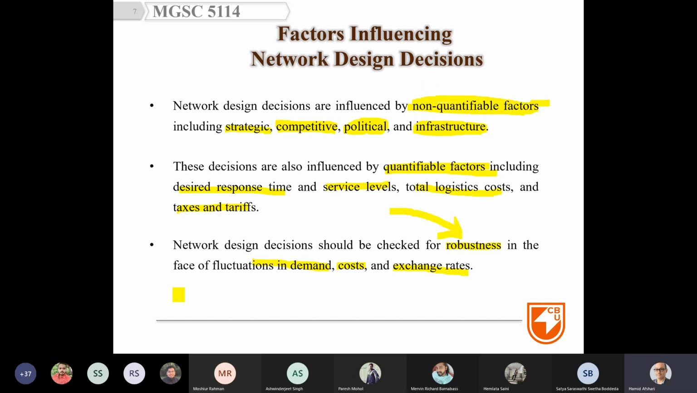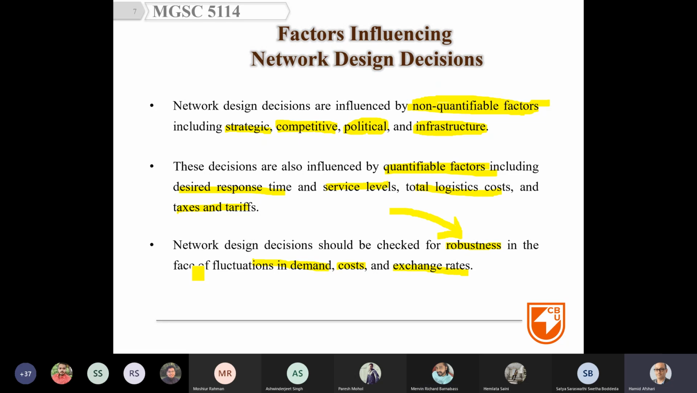What do we mean by robust? Flexible? Resilient? Powerful? Okay. What else? Usually, which will not be affected by demand, cost, and exchange rate, which is slightly fixed. Reliable. Thank you. So there are so many words that you can use, but there is no accurate word that you can replace robust with.